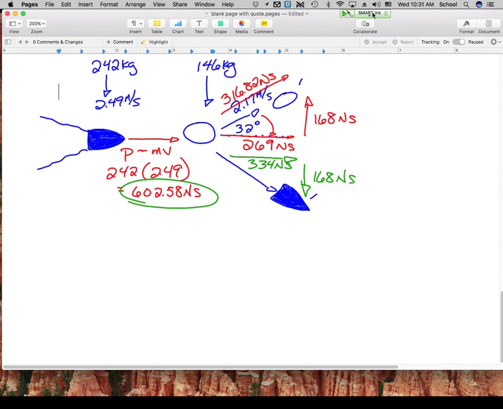Okay, so if I know this one and I'm looking for the big side, I would use Pythagorean. So 334 squared plus 168 squared. I got 374. Yeah, so I got 374 Newton seconds.